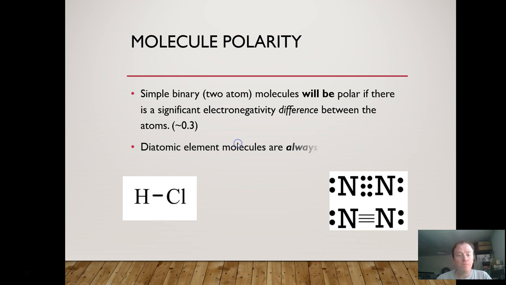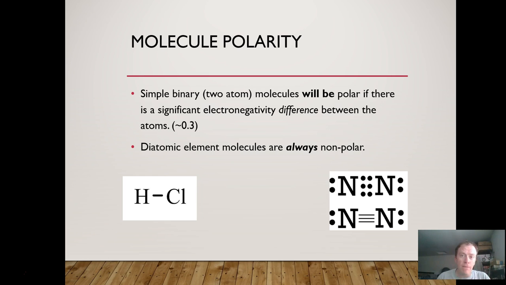Now, your diatomic elements, Mr. Brinkelhoff elements, are always going to be nonpolar because, first of all, they're all symmetrical, and second of all, there's no electronegativity difference. By the very definition of being diatomic, there's always going to be no electronegativity difference between these atoms. So they're going to share electrons equally, and there's going to be no dipole moment. So just something to keep in mind when it comes to binary molecules.